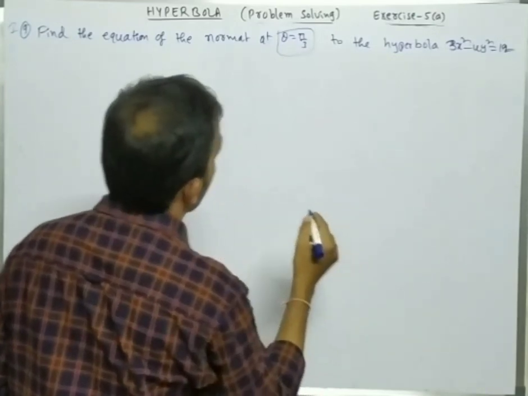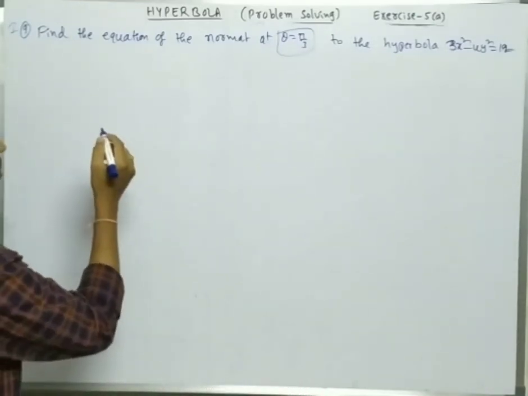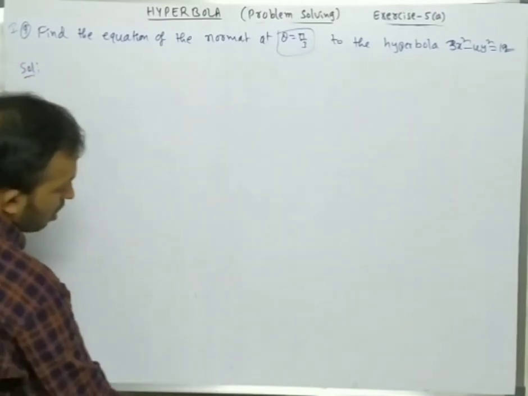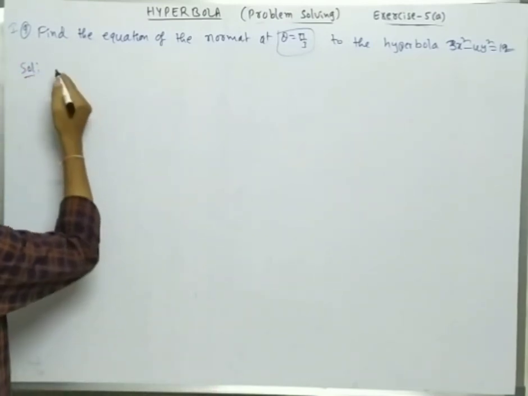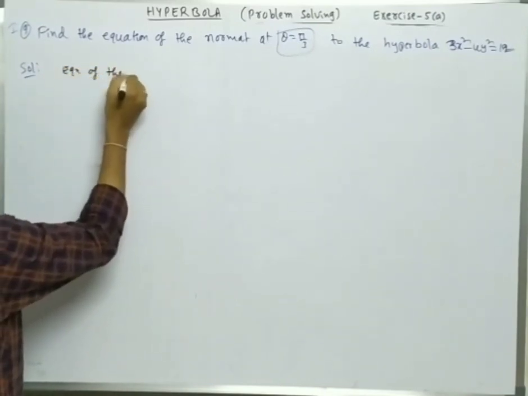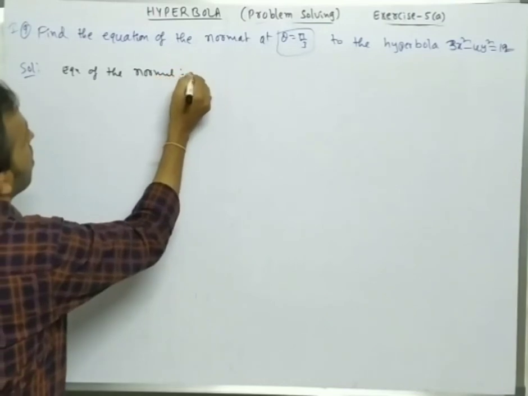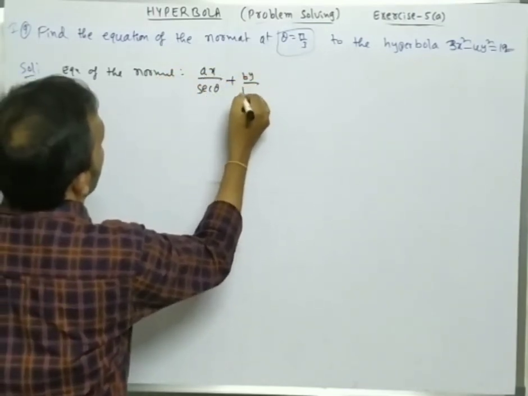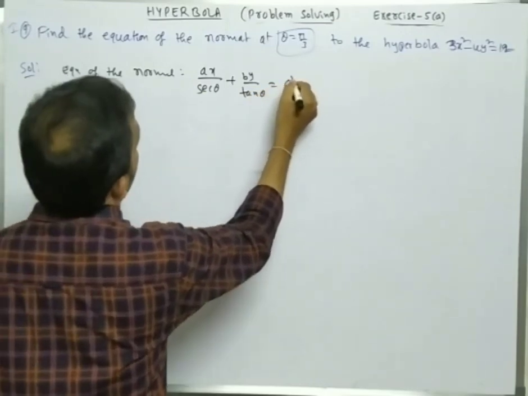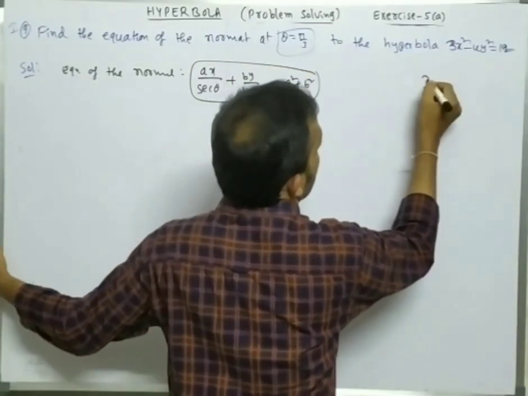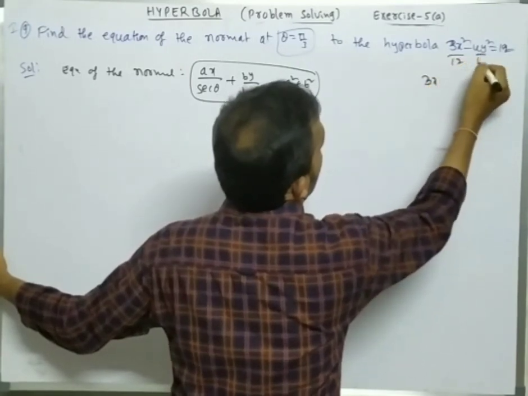Hyperbola equation is given. So, normal equation in parametric form. We can solve this problem by using the parametric equation of the normal. So, what is the equation of the normal? ax/sec theta plus by/tan theta is equal to a square plus b square. Remember this formula. Now convert this one, divide with 12.